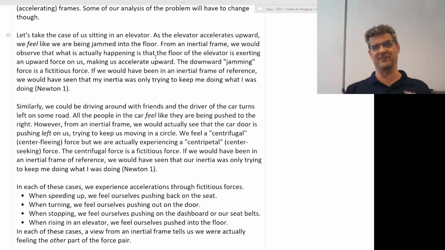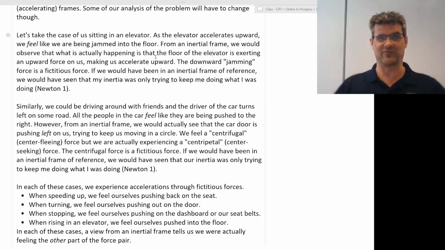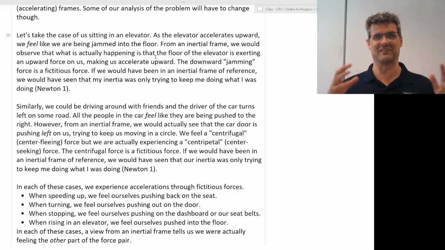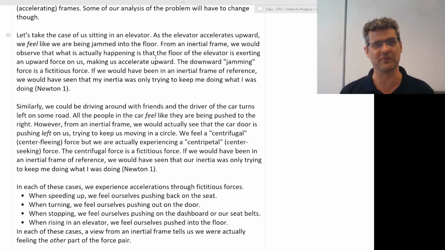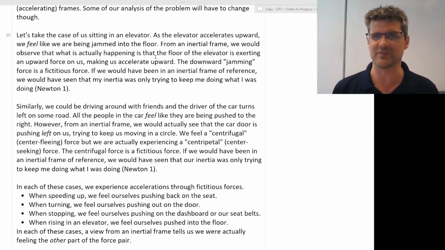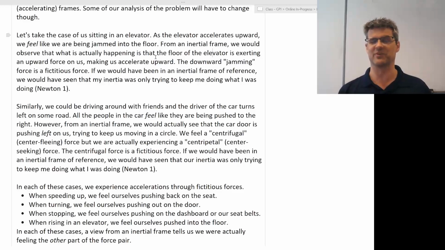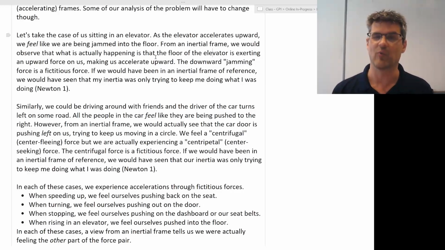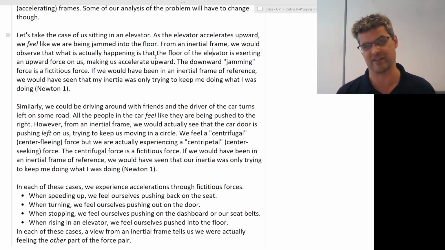Similarly, if the elevator is going down, I feel myself, whoop, I start to float a little bit before it normalizes back down again. Was there some string that was pulling me up? Was there some weird person that was lifting me? No. What happened is I'm seeing the world through some accelerating reference frames. And so because of that, some things don't make sense.